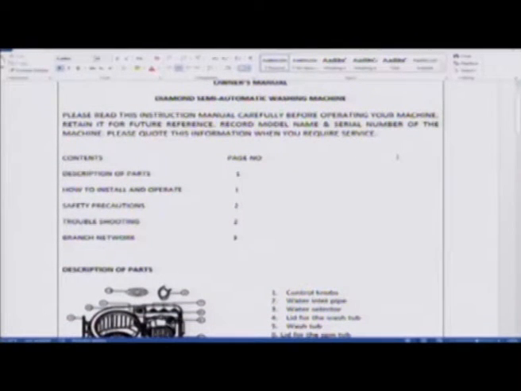In the very beginning, there are clear instructions. Please read this instruction manual carefully before operating your machine. Retain it for future reference. Record model name and serial number of the machine. Please quote this information when you require service. So, very essential, important information. It is given in the very beginning, so that people who are going to operate this machine take care of it while using it.